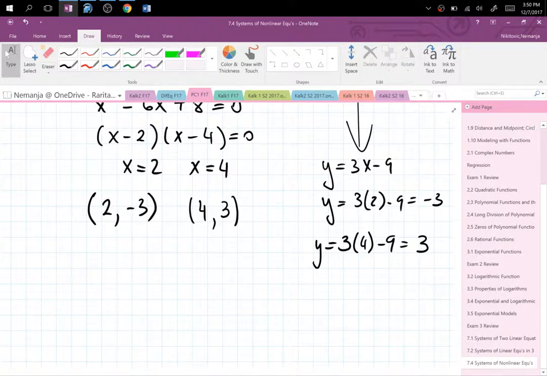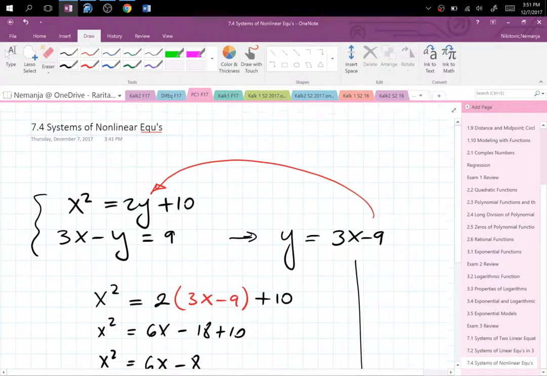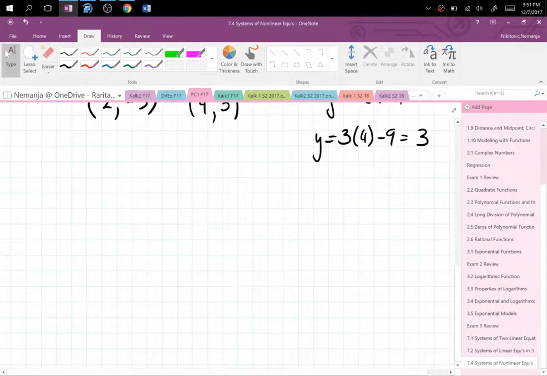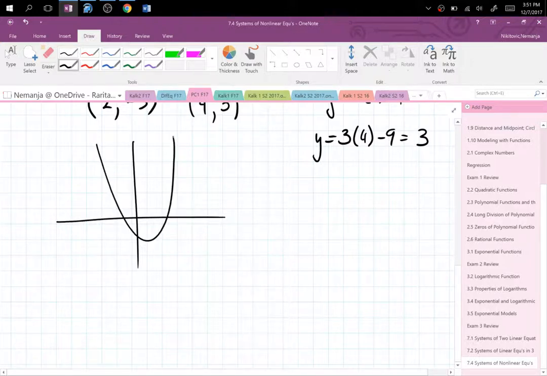We're done. What does this mean? This means that the two lines that you had intersected at these points, creating these solutions. That's what it means. So you have some kind of parabola intersecting with some kind of linear line. So I'm just going to draw a sketch of this. So this is what it might look like. And then you have one solution.